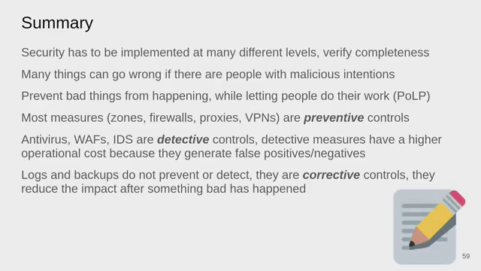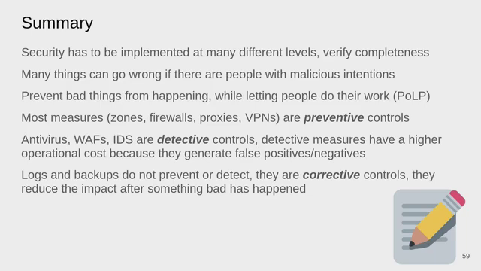Cool. Let me conclude and summarize some of the aspects we talked about today. Security has to be implemented at many different levels. So you have to verify completeness at the network level, at the desktop level, at the switch level, at the firewall level, at the service level, and whatnot. Many things can go wrong if there are people with malicious intentions, both internally and externally. So we're aiming to prevent bad things from happening while letting people do their work. We're trying to enforce the principle of least privilege as a core idea, and limit the harm they can do, but give them the power to do as much work as they can.